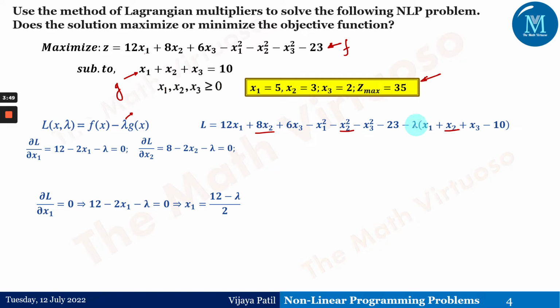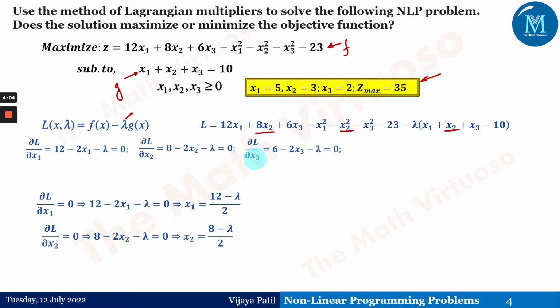So considering this minus lambda also, we'll be having ∂L/∂x2 = 8 − 2x2 − λ = 0. That is, x2 = (8 − λ)/2. Again, expressing x2 in terms of lambda.